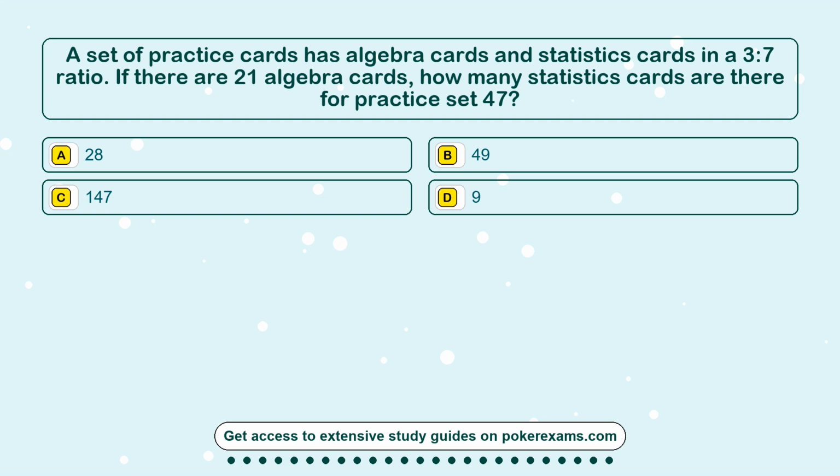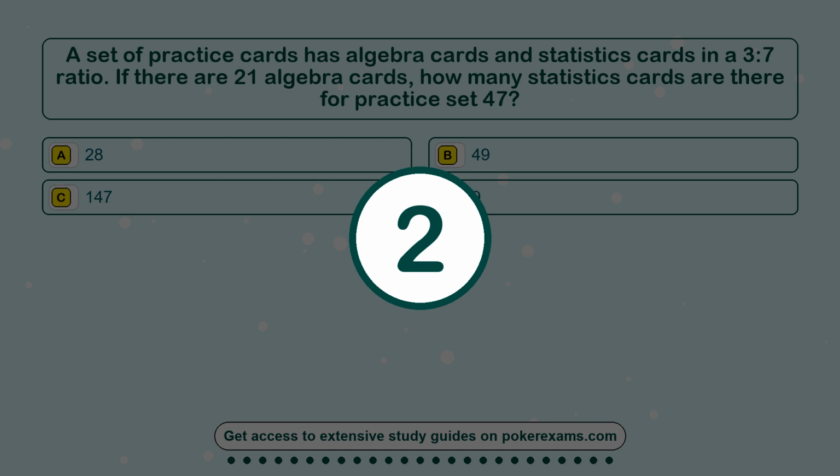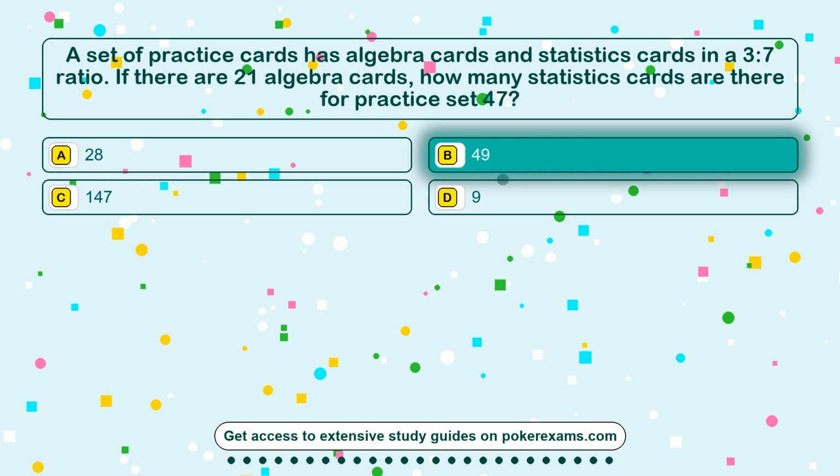Question 4. A set of practice cards has algebra cards and statistics cards in a 3:7 ratio. If there are 21 algebra cards, how many statistics cards are there for practice set 47? Option A 28. Option B 49. Option C 147. Option D 9. The correct answer is option B, 49.